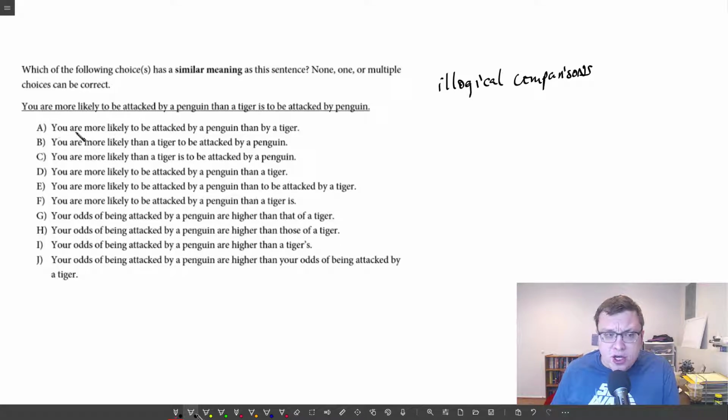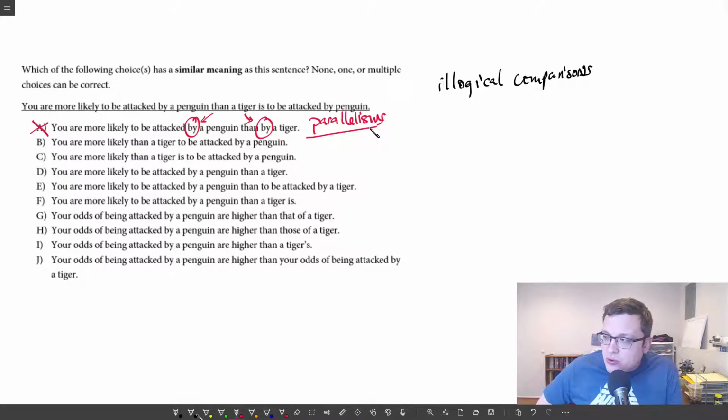So let's look at A. You are more likely to be attacked by a penguin than by a tiger. So this is not equivalent, because what this one is saying is, take a person, penguin versus tiger. They're more likely to be attacked by a penguin than by a tiger. Notice the repetition of that by. One of the things we see with questions involving comparisons, it's really a kind of parallelism. You want to look and see how these phrases are built and how they compare to each other. And that will tell you what sort of comparison is being made. So here, you're more likely to be attacked by a penguin than by a tiger. It's comparing your likelihood of being attacked by one animal over the other.